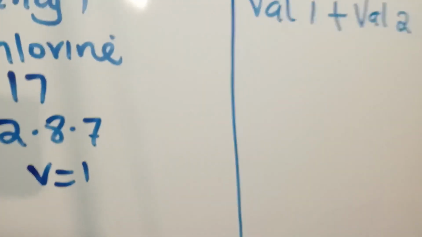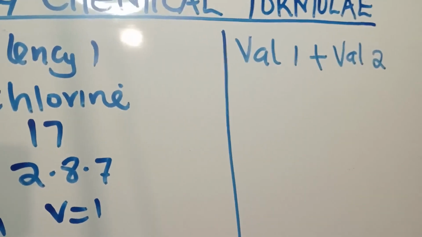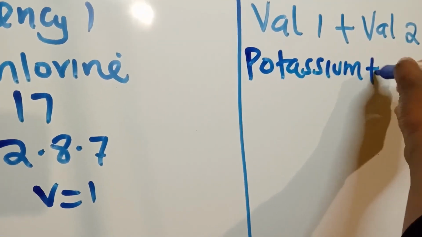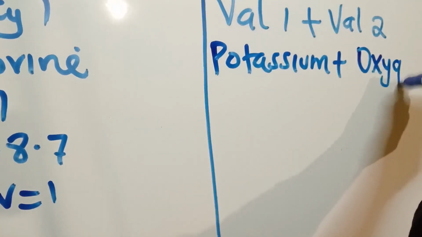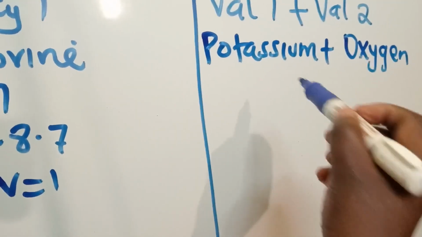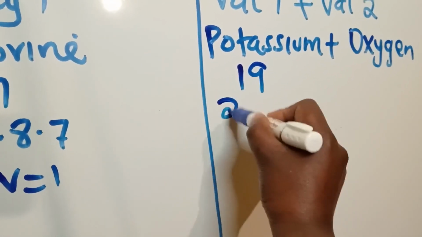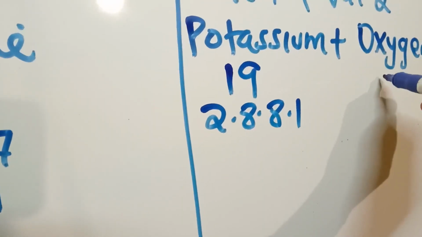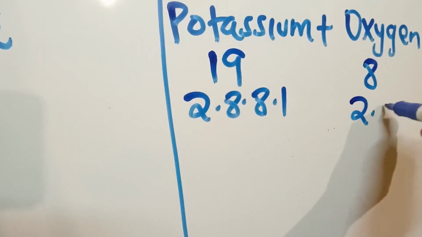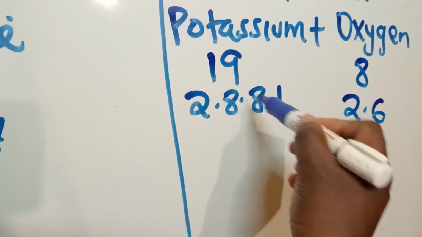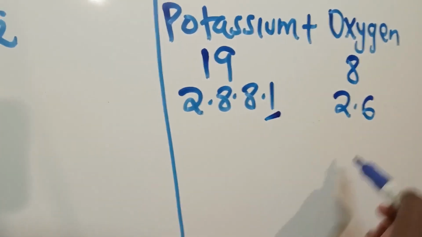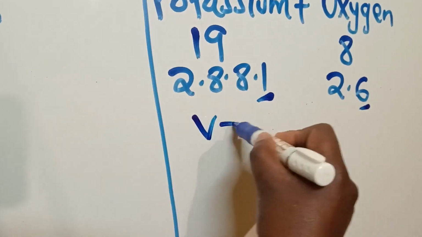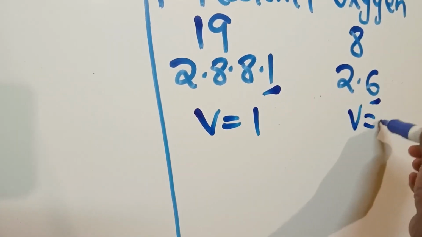From there, we go to another element with the valency 1 with another element with the valency 2. In this case, we can involve potassium combining with oxygen. Potassium is atomic number 19, 2.8.8.1, while oxygen is atomic number 8 with 2.6. So potassium as a metal is required to lose 1, while oxygen as a non-metal is required to gain 2. So this one has valence 1, this one has valence 2.